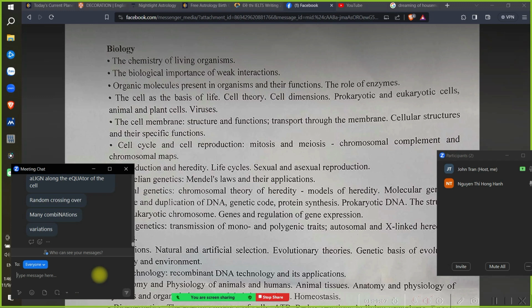Next one, I'm going to talk about the anaphase 1. So in this phase, each of the homologous chromosomes is pulled towards opposite poles of the cell, and this equally divides the DNA between the two cells which will be formed.